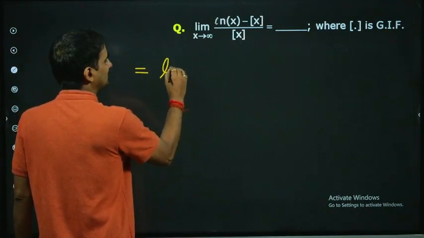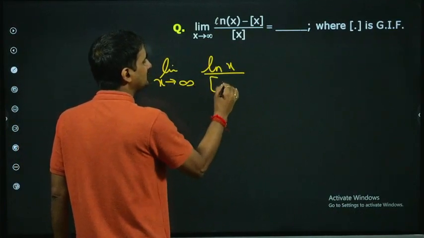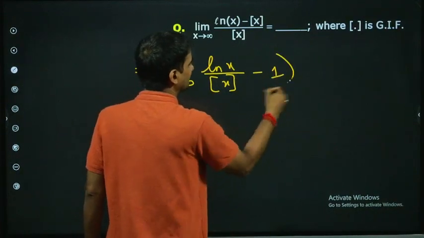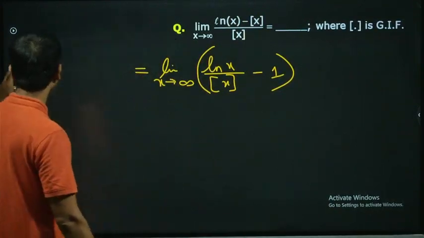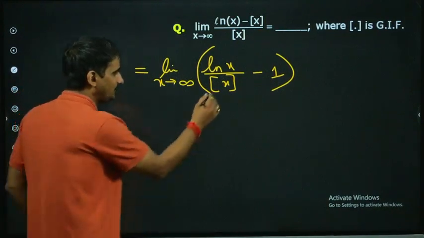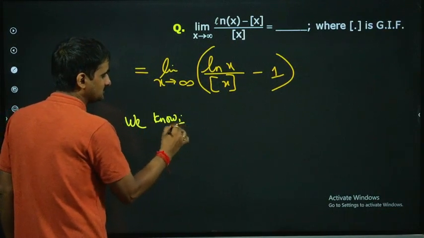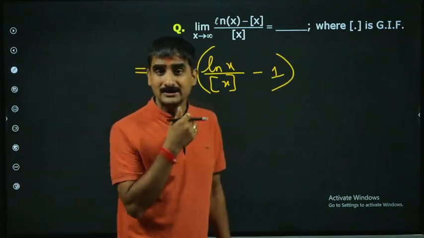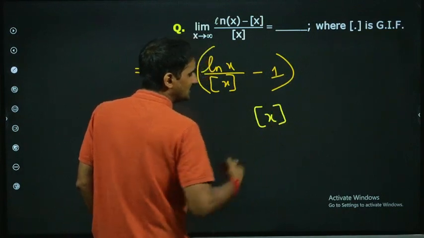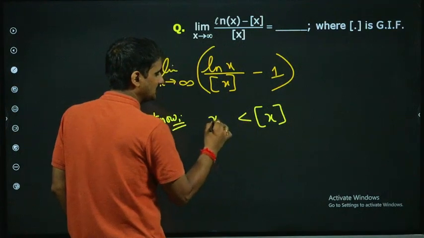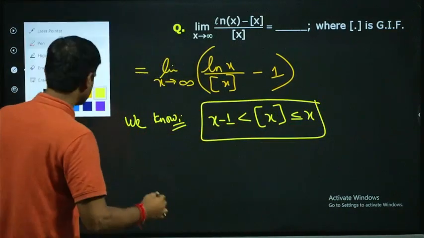Okay, so I will say limit as x approaches infinity of ln x by greatest integer of x minus 1. That's the first thing. I just wrote it as greatest integer x upon greatest integer x. Fine. So now what? For the greatest integer function, we have a ready-made condition for the Sandwich theorem. So what is the Sandwich theorem? I will discuss it in a minute. We know that the greatest integer of x is always greater than x minus 1 and less than or equal to x. Now let us discuss the Sandwich theorem.